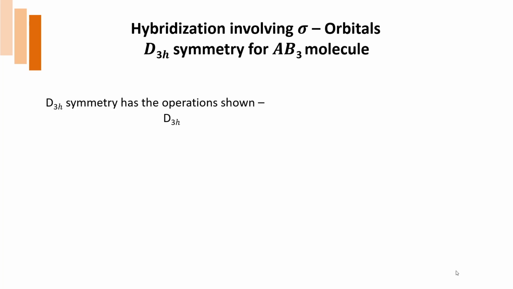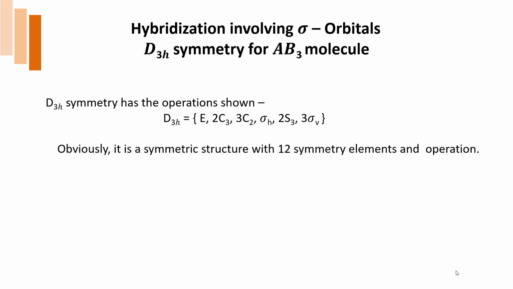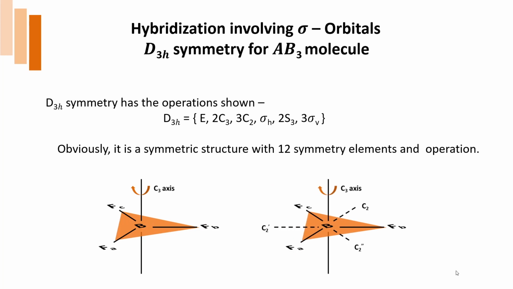To understand the hybridization involving sigma orbitals, we'll talk about D3h symmetry for an AB3 type of molecule as an example. The general classical example is boron trifluoride, the triangular flat molecule. It has as many as 12 symmetry operations that include identity, two-fold rotational axes, three-fold rotational axes, C3 1, C3 2, a horizontal plane of reflection, improper rotations, and three vertical planes of reflection that we have studied earlier. And with the 12 elements, this is the place where these symmetry properties may be located.